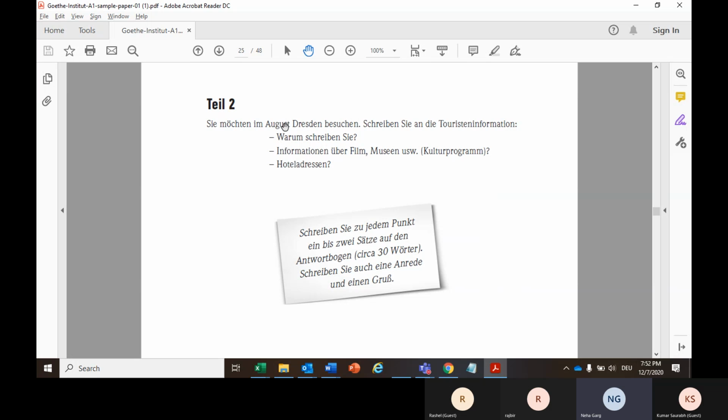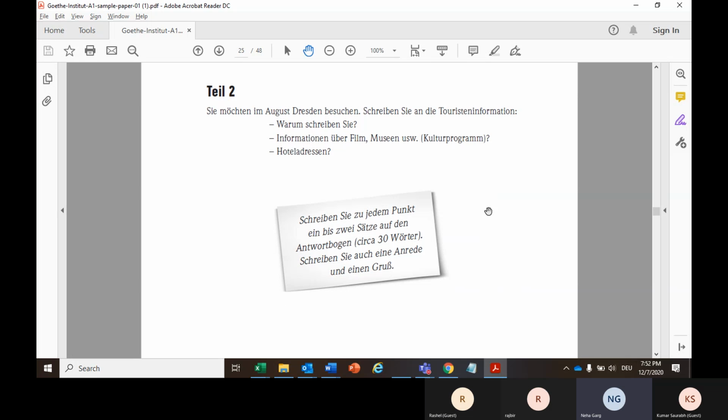So Sie möchten im August Dresden besuchen. So you want to visit Dresden in August. Schreiben Sie an die Touristinformationen. So you have to write the email to the Tourist Information Center. Now, as I told you previously, there will be 3 points which you have to include in your email body. Warum schreiben Sie? Why are you writing?